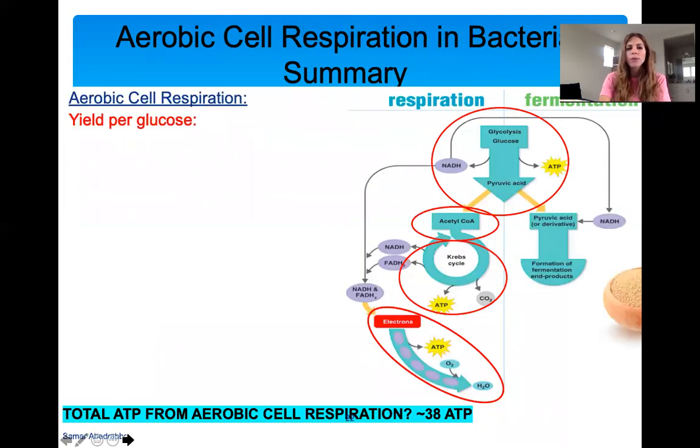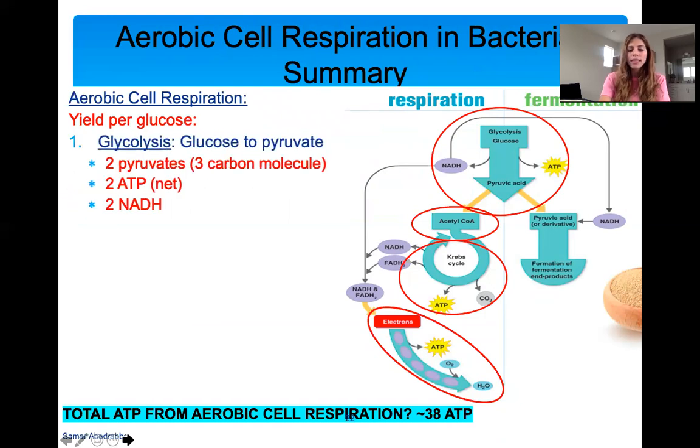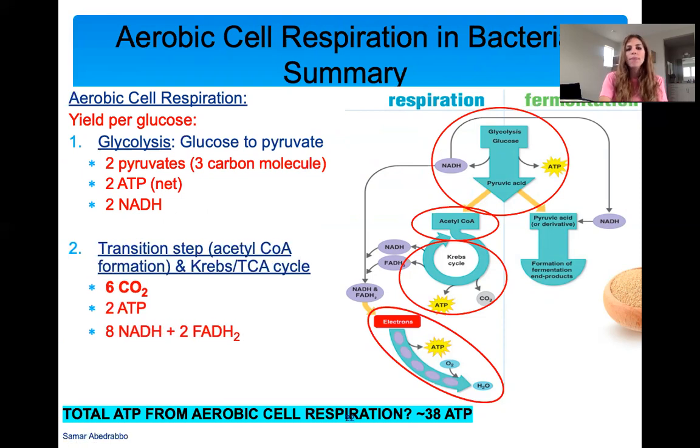So to summarize aerobic cell respiration, the first step is glycolysis, where glucose is converted to pyruvate. It produces 2 ATP, 2 pyruvate, and 2 NADH. The next step is the transition step and the Krebs cycle, or the TCA cycle. In this cycle, this is where we produce CO2, 2 ATP are created, and we have more NADH and FADH2. And then finally, we have the electron transport chain where 34 ATP are created. So 34 plus 2 plus 2, the total amount of ATP from aerobic cell respiration in bacteria is 38 ATP.